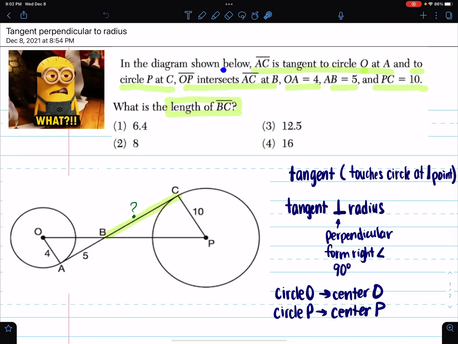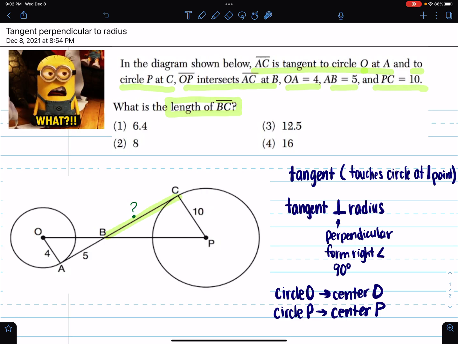In the diagram shown below, line segment AC is tangent to circle O at A and to circle P at C. Line segment OP intersects line segment AC at B. OA is 4, AB is 5, PC is 10. What is the length of line segment BC? Since this is what we need to solve for, I put a question mark there.